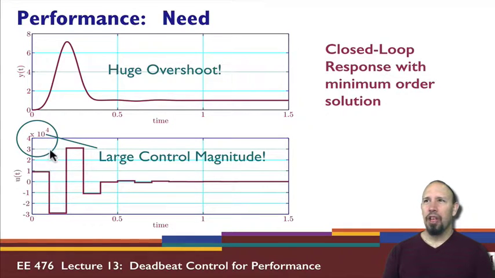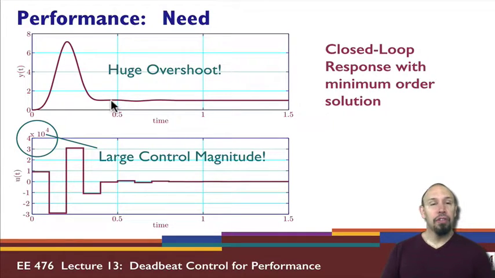That's like 30,000 volts if this were a motor system. That's a lot. Whoa. So, huge overshoot. This is not a good response. This is the response we get from the basic design, for the sampling period T equal to 0.1.